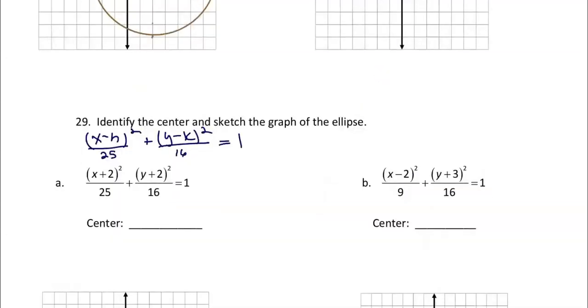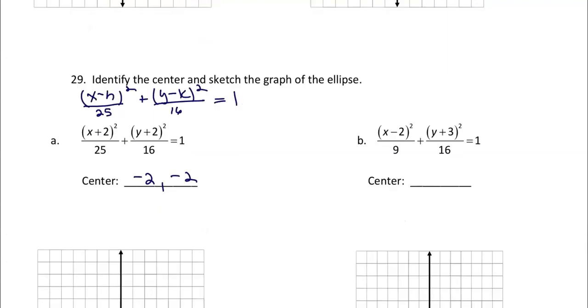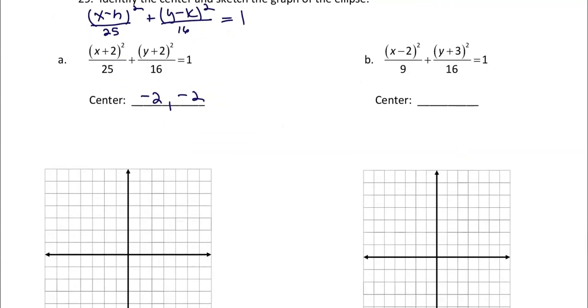So we don't have a radius here because it's not going to be a uniform distance from the center to get to the outside of the ellipse. So the center you can read off as negative 2, comma, negative 2. Okay, so let's plot that point. I go over 2 and then down 2. I'm right here.